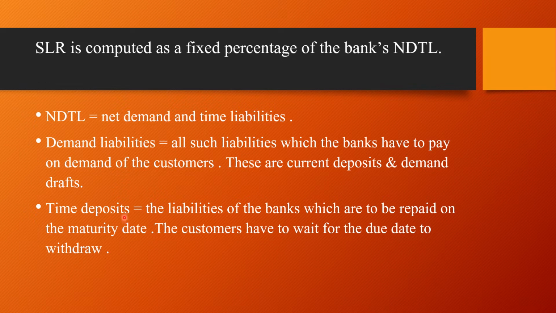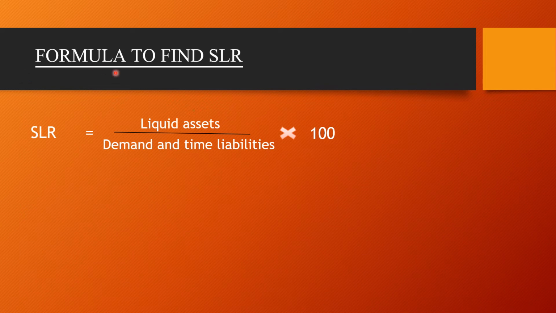Now, coming to our point of SLR, you will take the total of the demand liabilities and the time liabilities, the bank's NDTL, you will calculate. Now, on this, you will be given a fixed percentage by the RBI. RBI will finalize a percentage and that will be your SLR. Quite simple, right? Next.